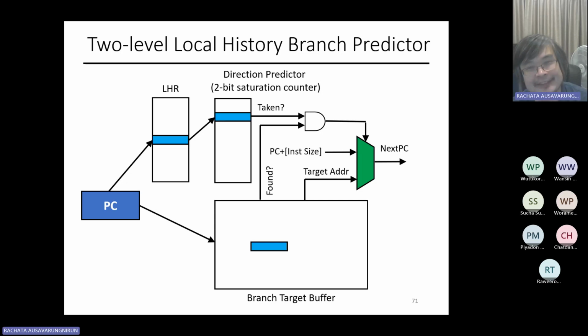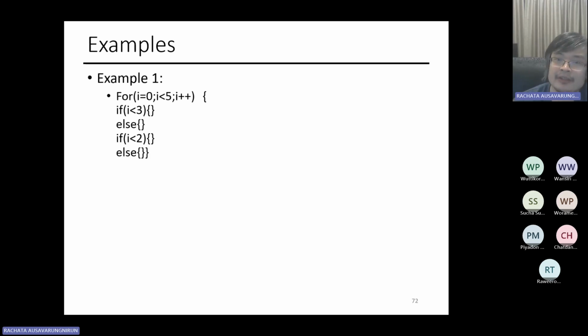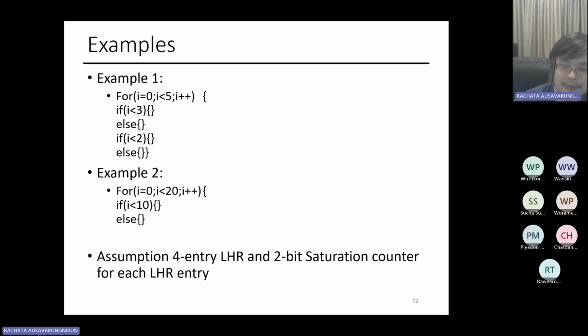The program counter is now used to index into each individual local history register. The pattern of my local branch would dictate my outcome. Then the rest would work kind of the same. So here's an example, the same loop. I'll use example 1 to show how the local history register works.